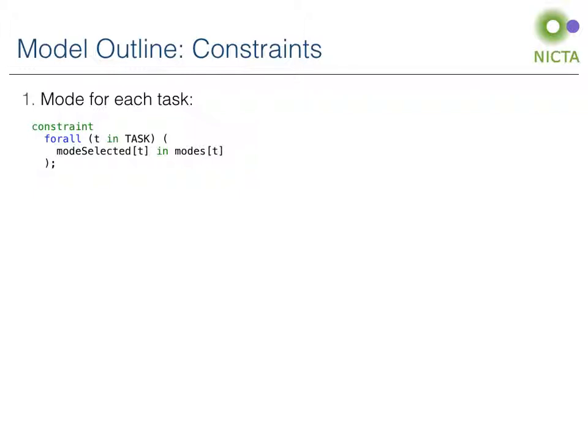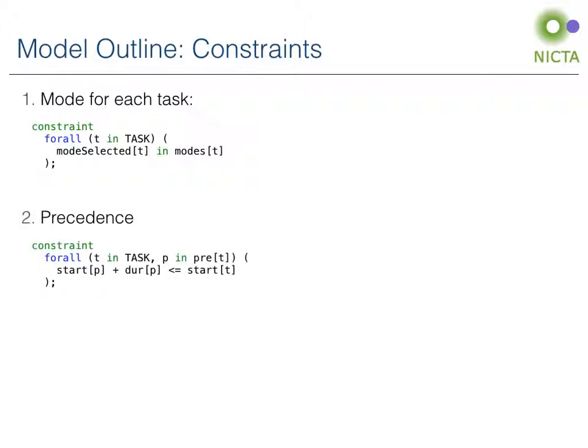We also need to ensure that the precedence constraints are met. In Minizinc, this is encoded by specifying that the start time of each task is greater than or equal to the end time of all of its predecessors, where end time is the start time plus duration, as seen here.